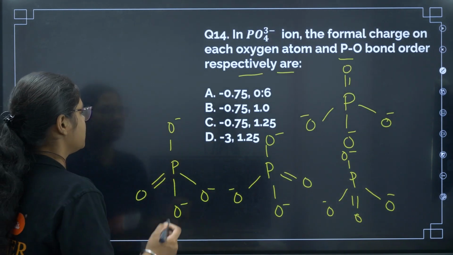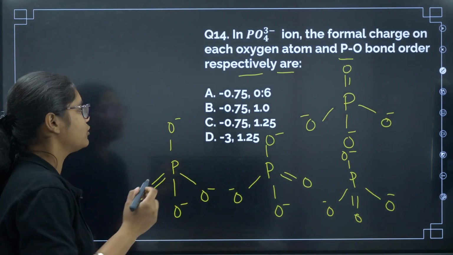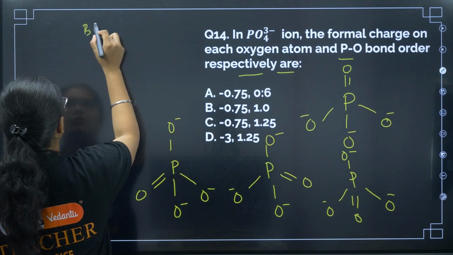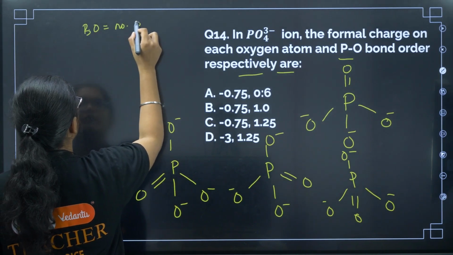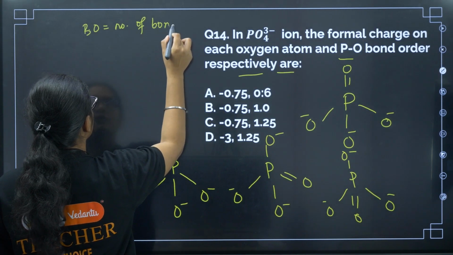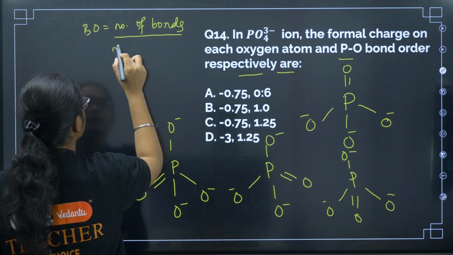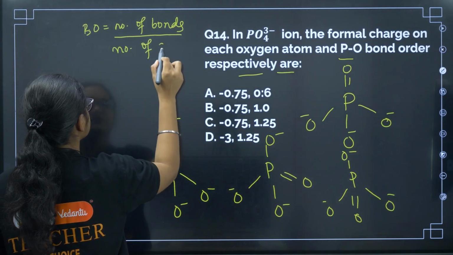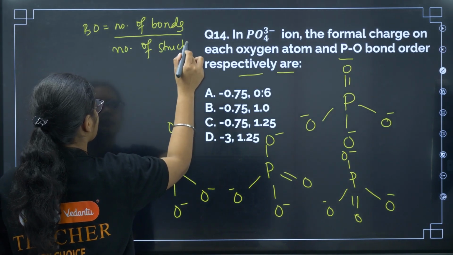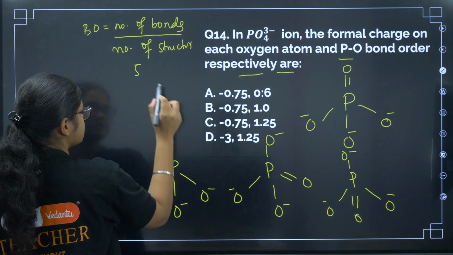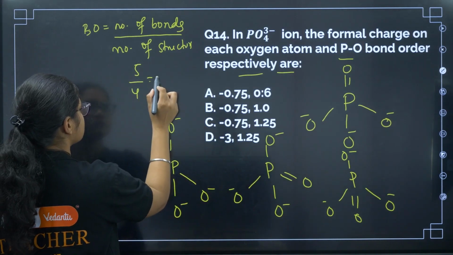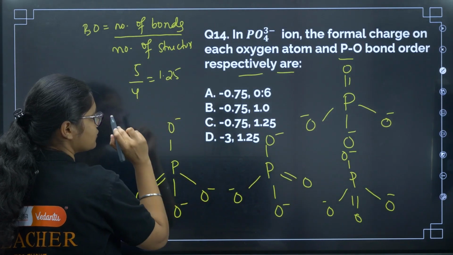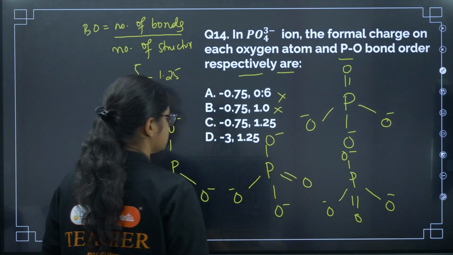So the bond order will be, in such cases, how to solve? The bond order is equal to the number of bonds divided by the number of structures. So I'll get 5 as the total number of bonds, structures is 4, so that is 1.25. So we can eliminate these two options.